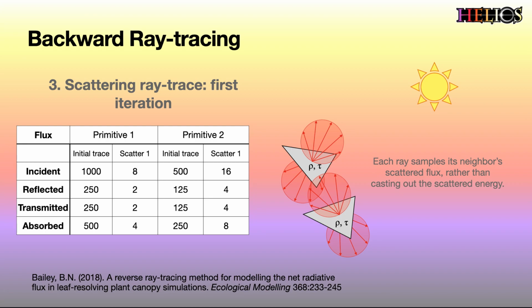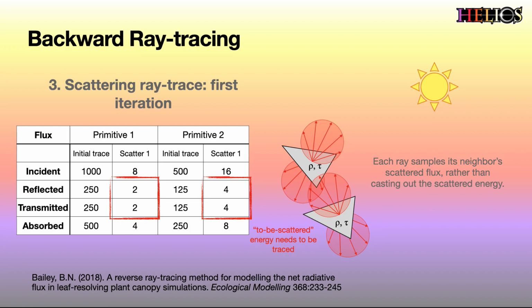And then we need to again partition that between reflected, transmitted, and absorbed radiation. So if again we have a reflectivity and transmissivity of 0.25, then we'd have 2 units reflected, 2 units transmitted, and 4 units absorbed. And something similar could happen for the other primitive. Again, we have some energy that needs to be traced. This is now reset as our to-be-scattered energy.